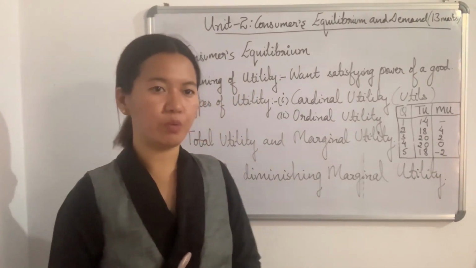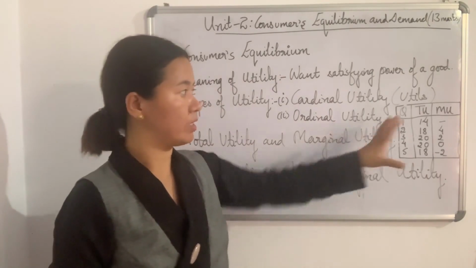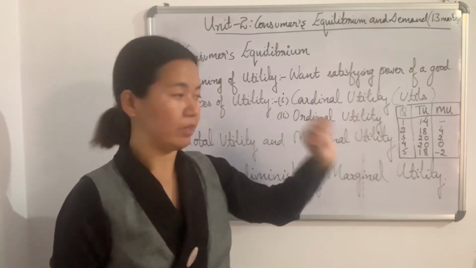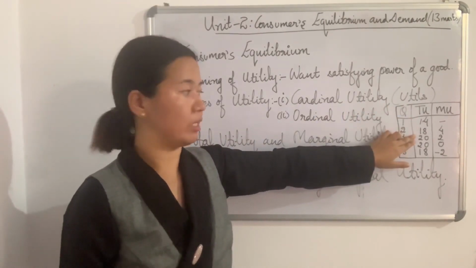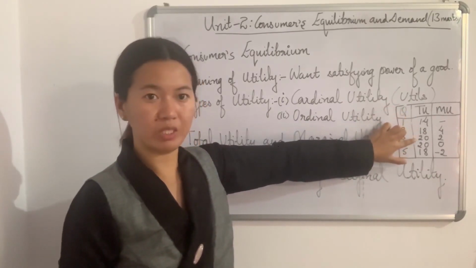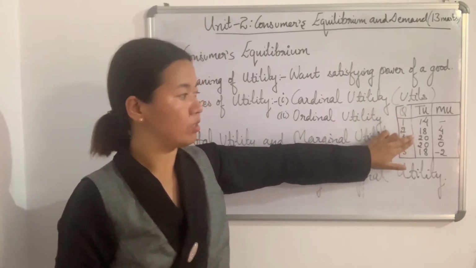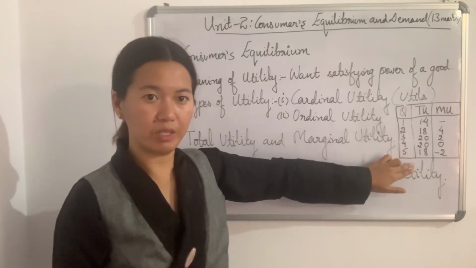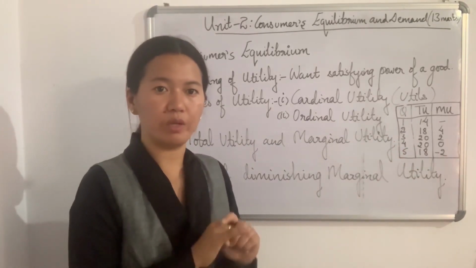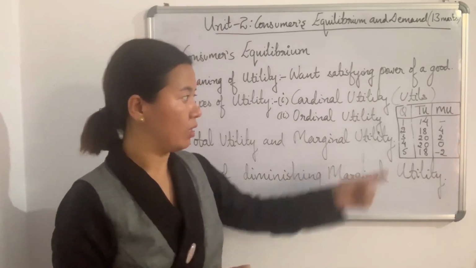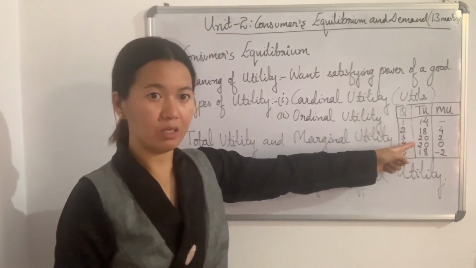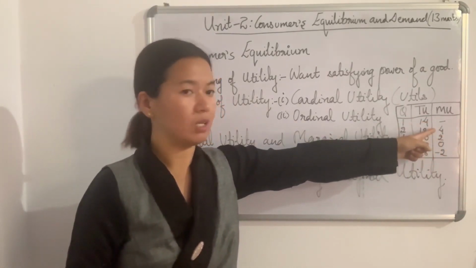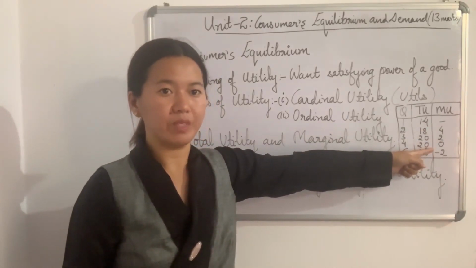Now, going to the relation between TU and MU, as you can see in this schedule, there are 3 phases of total utility. In the first phase, total utility is increasing: 14, 18, 20. In the second phase, total utility is constant: 20, 20. And in the third phase, total utility is decreasing. So there are 3 relations between TU and MU. The first relation is that when total utility is increasing from 14 to 20, your marginal utility is positive. That is, it is decreasing, but it is positive. That is the first relation.